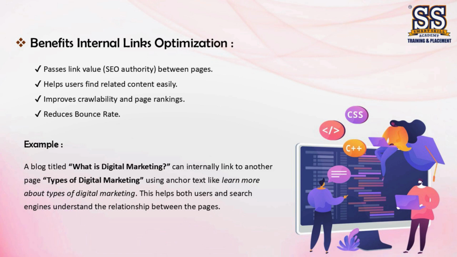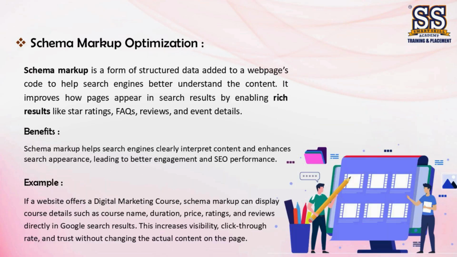Next, let's dive into a powerful behind-the-scenes tool for SEO, schema markup optimization. So, what is it exactly? Think of schema as a universal translator. It's a form of structured data that we add to a web page's code. While users don't see the code, search engines use it to truly understand what your content is about.